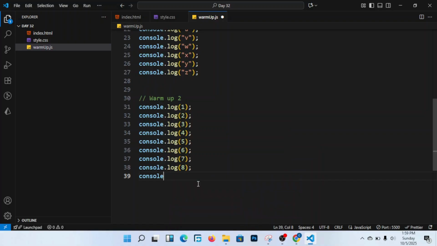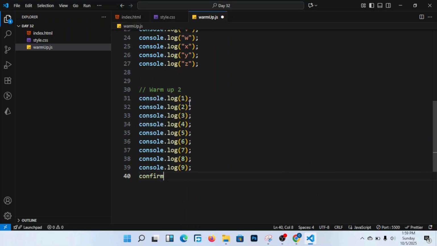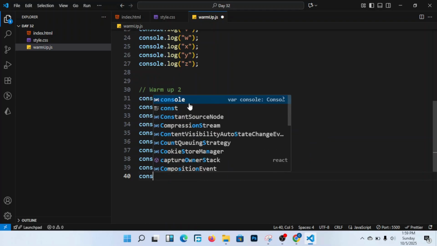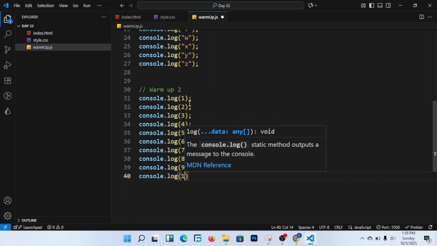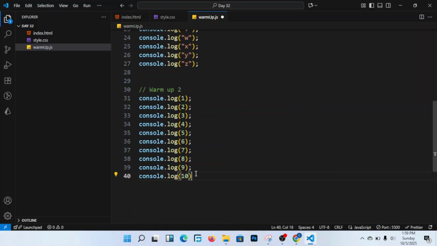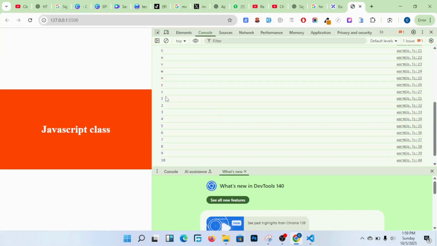Console.log 9, okay? Console.log 10, okay? So members, I want to see how it looks so far. It's good. You see? 1, 2, 3, 4, 5, 6, 7, 8, 9, 10.